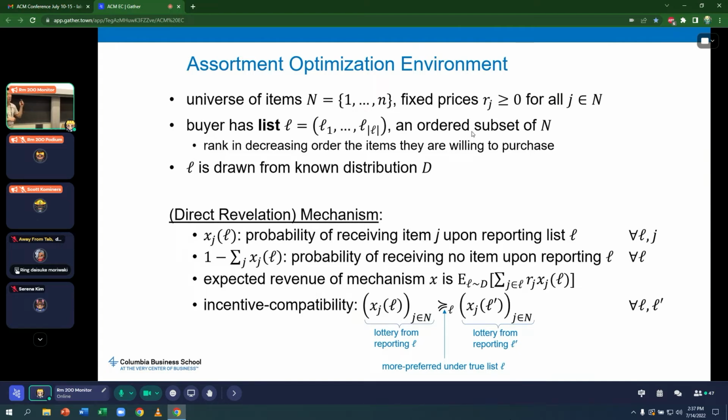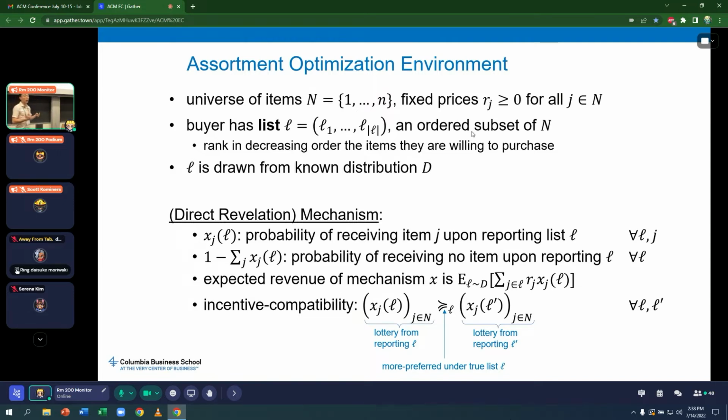So I should just talk a bit about the incentive compatibility constraint. This now requires some definition. Because basically what it says is, if I report truthfully, let's say my true list is L, I get some lottery that is defined by a vector of these probabilities over j. And then if I tell some lie L prime, I get a different lottery. And this has to say I prefer my lottery from telling the truth over the lottery I would get from telling a lie. But for ordinal rankings, this is not easily defined.